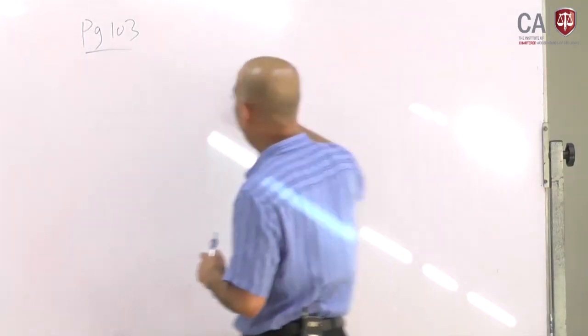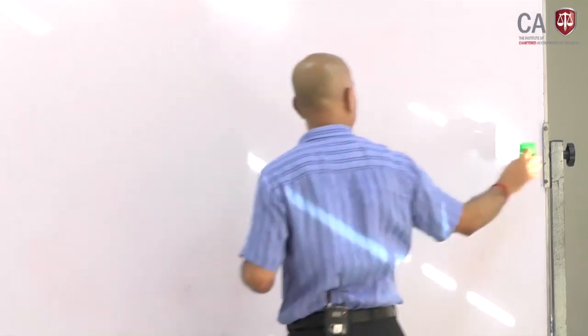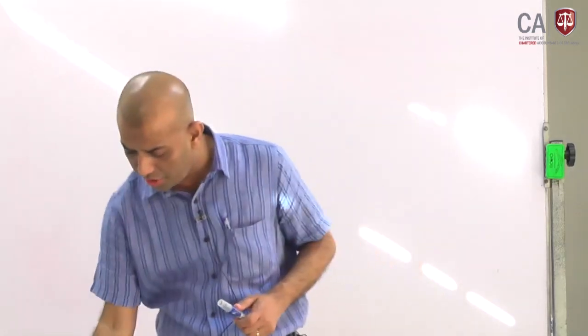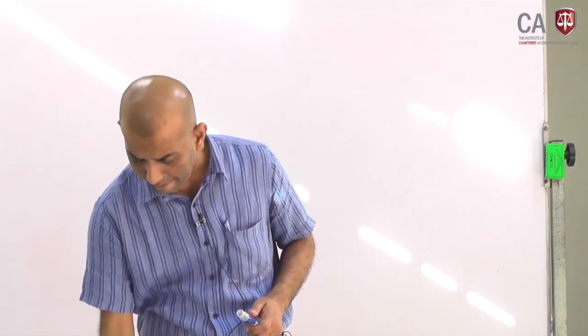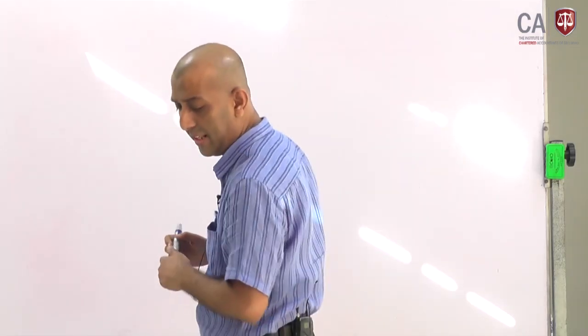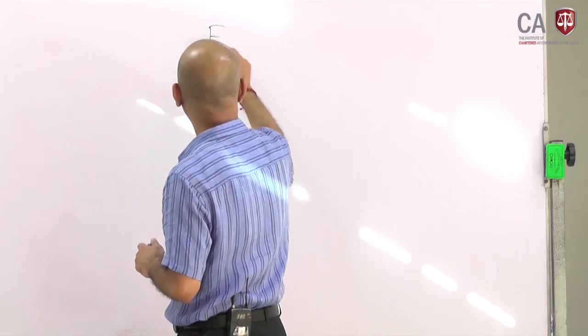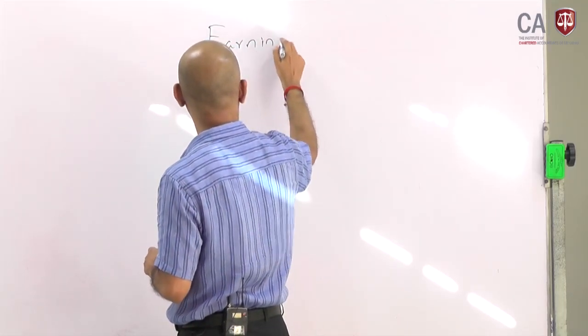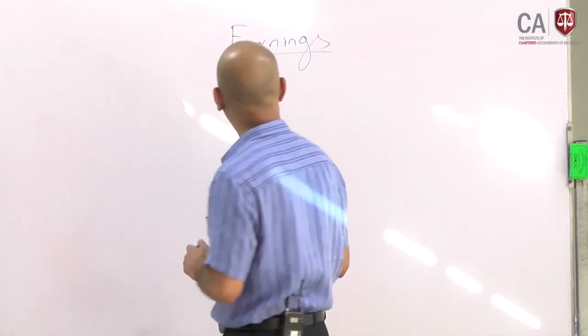So that's your first method of valuation, net asset based valuation. We just looked at it. Second, we move on to the earnings based valuation.